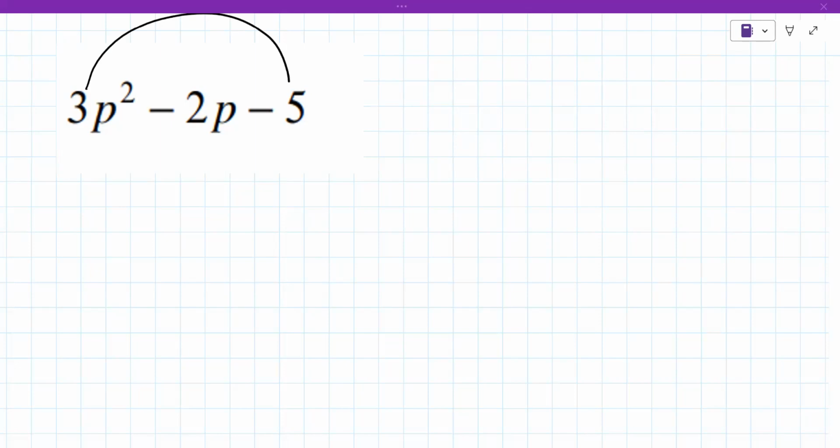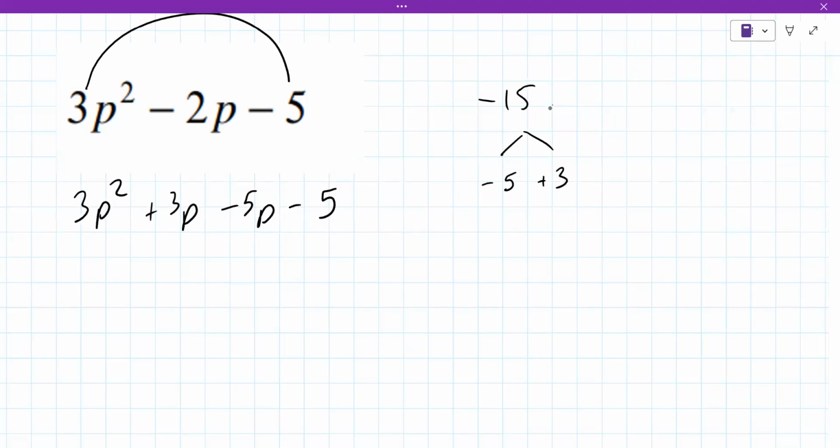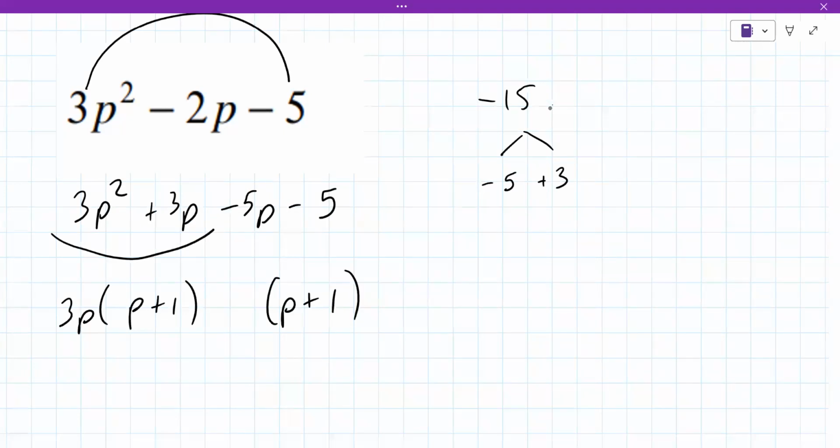I heard a 0 somewhere. Did you actually say 0? I'm not sure if I caught that. Yeah. Okay, so the -2p gets broken down into -5p plus 3p. So 3p squared plus 3p minus 5p minus 5. Does this match what you have? Yeah. So there is a 3p that goes into the first one. It's p plus 1. Oh, plus 1, yeah. So when it divides, it's not that it's 0, it's 1.